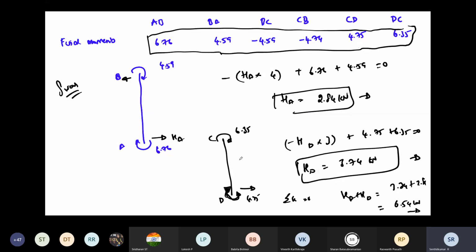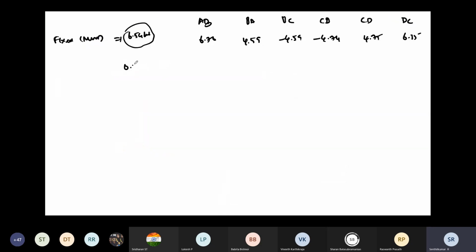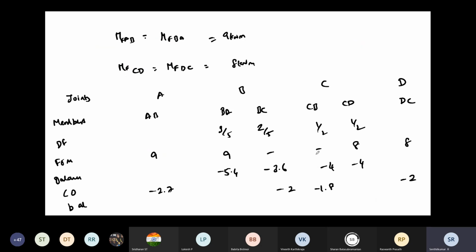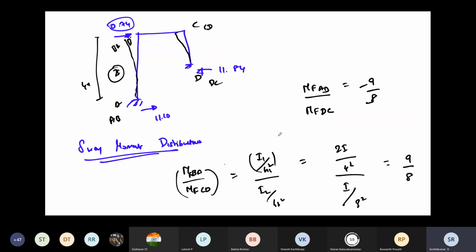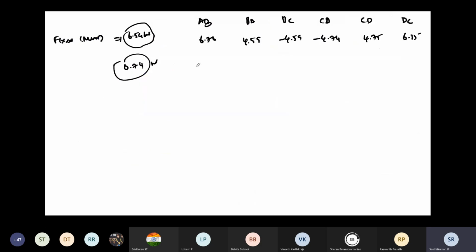The horizontal force. But for what do we have to find the moments? For 0.74 kilonewton. That is the unbalanced sway force, right? For that 0.74 we have to find out. So what you have to do is multiply 6.76 by 0.74 divided by 6.54. Like that you have to calculate everywhere. That is the correction factor. You have to multiply and find the answer.